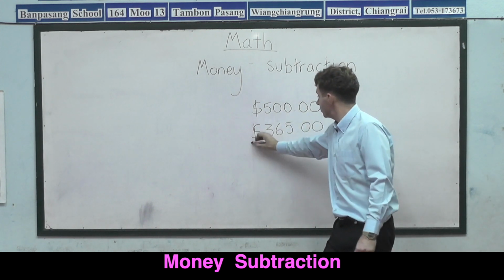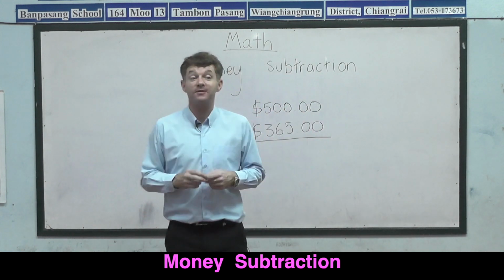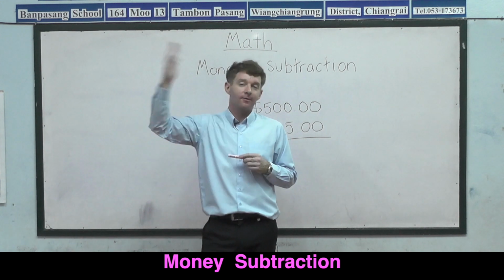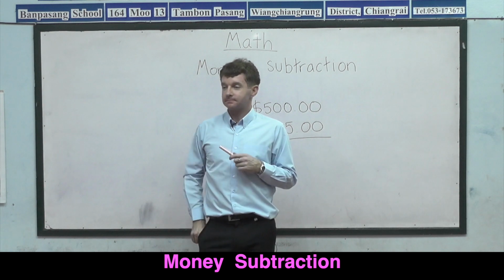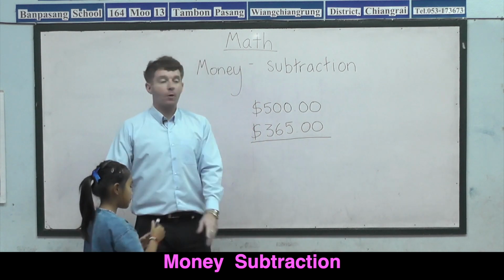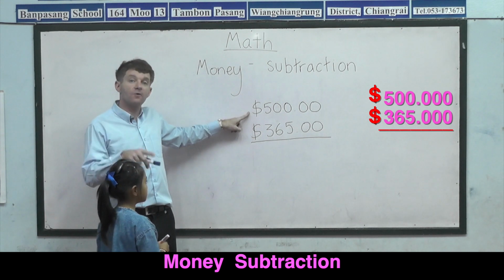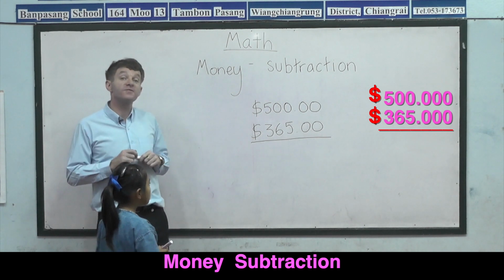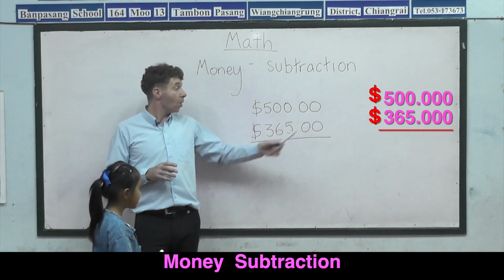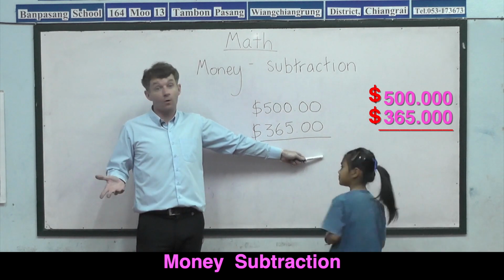And what I would like for now, I would like a volunteer to come forward and help me work out this subtraction problem. Who would like to join me? Pak Bung. Excellent. Come and join me at the front. What colour pen would you like to work out the problem? Black. Okay. So how much money do we have to start with, guys? $500. And how much money do we want to take away? $365.